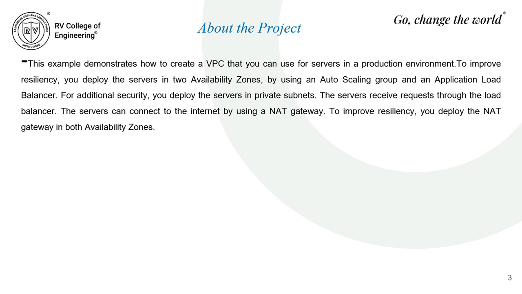So this project will help you create a VPC that you can use for servers in a production environment. To improve resiliency, we have deployed these servers into availability zones using the auto scaling feature available in AWS, and we have also utilized an application load balancer for better user experience. And for additional security, we have deployed the instances, or the web application, in a private subnet so that security is maintained.